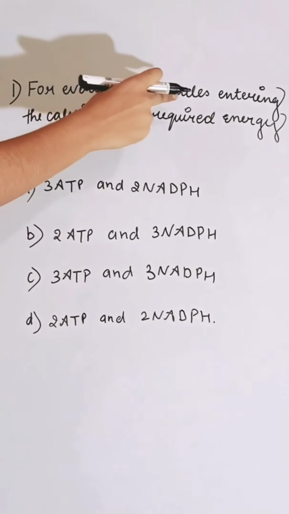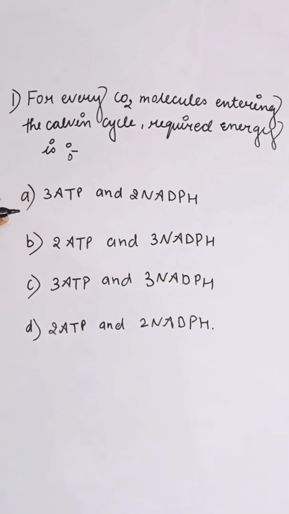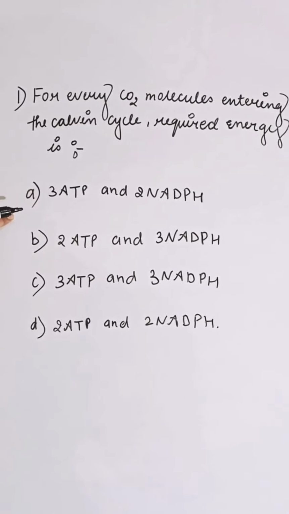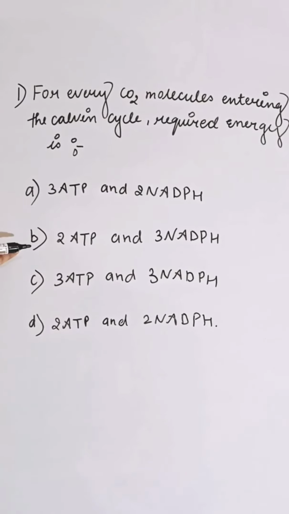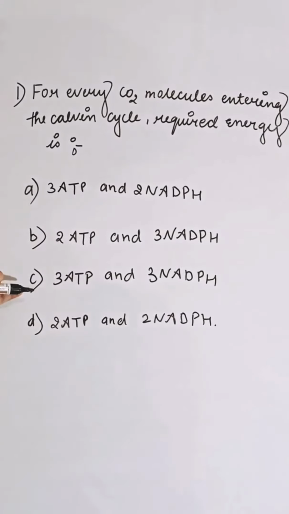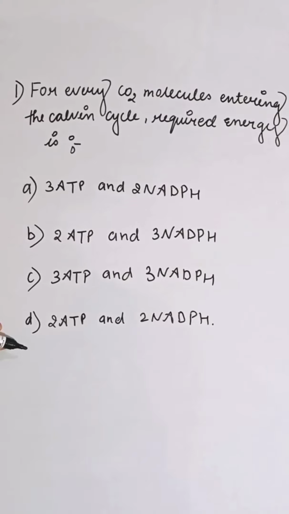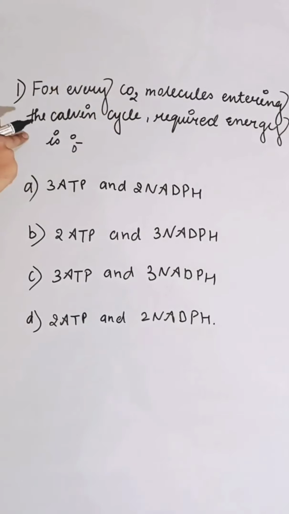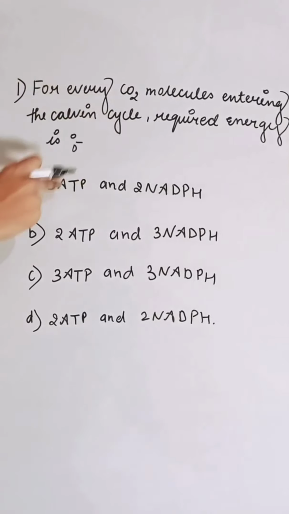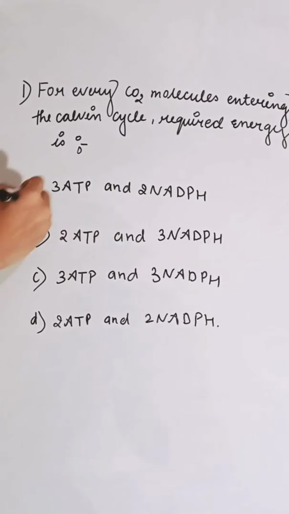For every CO2 molecule entering the Calvin cycle, the required energy is: first option, 3 ATP and 2 NADPH; second, 2 ATP and 3 NADPH; third, 3 ATP and 3 NADPH; fourth, 2 ATP and 2 NADPH. For every CO2 molecule entering the Calvin cycle, 3 ATP and 2 NADPH are required. So the correct answer is A.